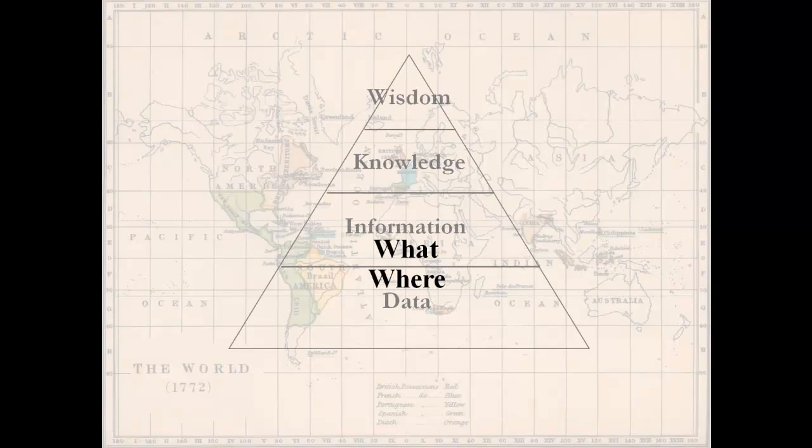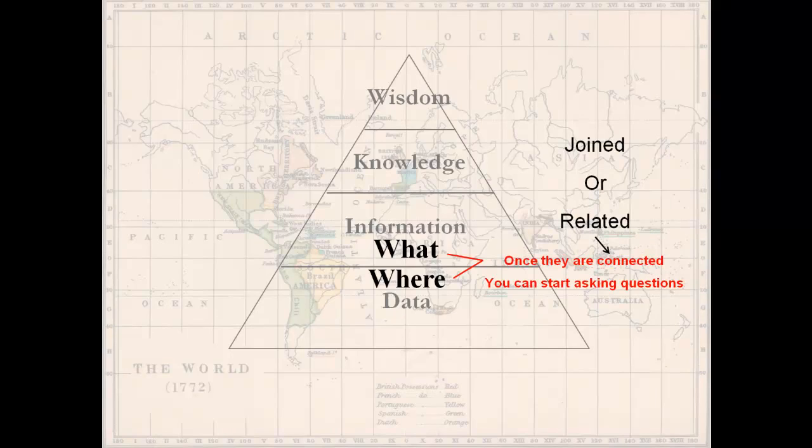Okay, so we've got this where information, or data, it's just locations, x, y's, maybe z's. We have this what information, which is the attributes. We can join those, we can relate those, we can do spatial joins. Once they're connected, which is a join or a relate, we can start asking questions. And that's the how does geography make a difference, and maybe even to the point of why does geography make a difference.